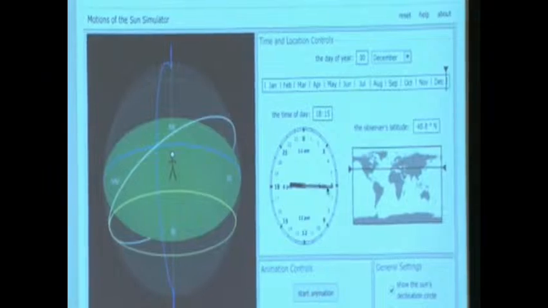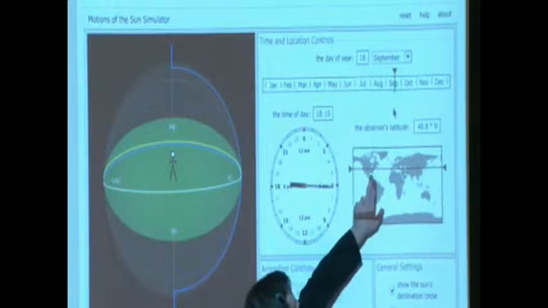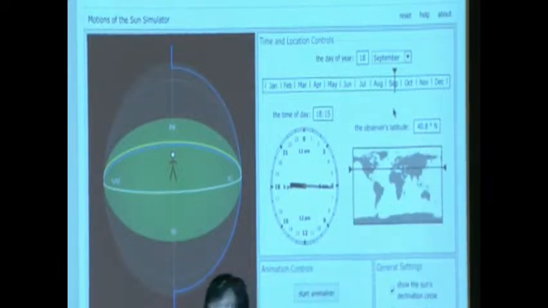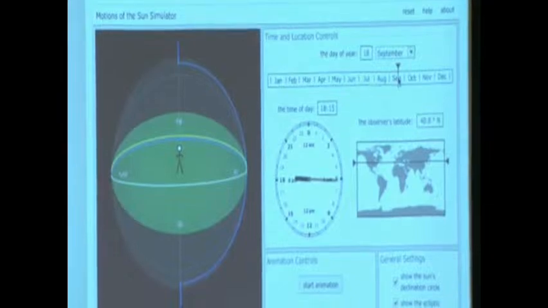Now, let's say I pull the date back to September. So this little tool is so cool because it recognizes your IP address and situates you at the proper latitude. So we don't have to touch that at all. It's approximately right. We're at about 41 degrees. We're right here in September.